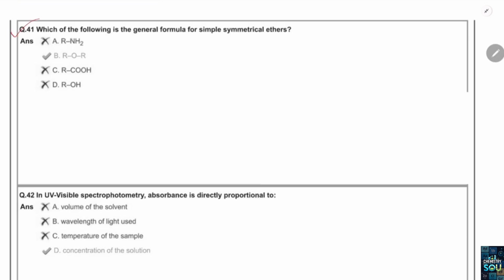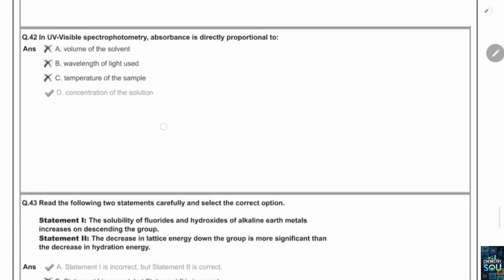In question number 41, which one of the following is the general formula for the simple symmetrical ethers? Simple symmetrical ether is option B. In question number 42, in UV visible spectrometry, absorbance is directly proportional to, absorbance equals epsilon Cl, directly proportional to the concentration. Volume, no. Wavelength, no. Option D is correct.